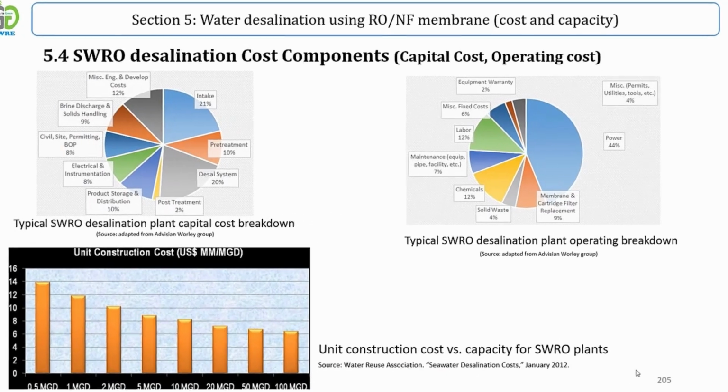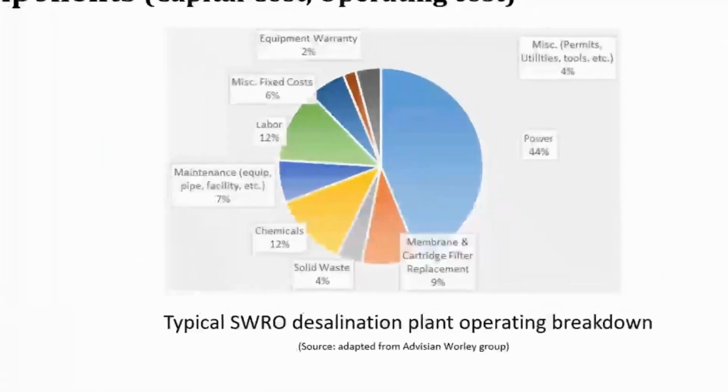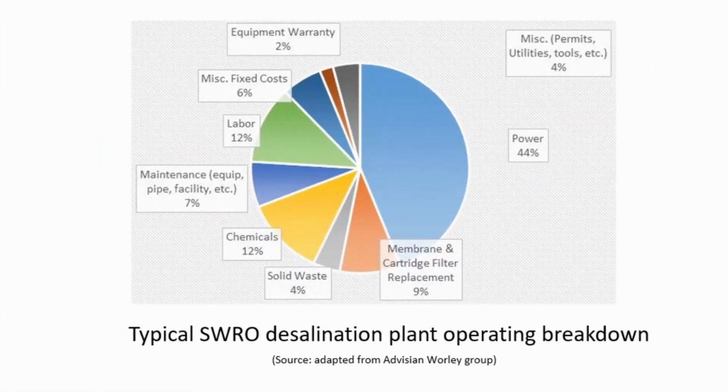The typical operating costs and components for most desalination plants can be further subdivided into 9 parts, comprising the following: power consumption, consumables, solid waste, chemicals, labor, maintenance, equipment warranty, balance of plant and utilities, and other fixed costs as shown in this figure.